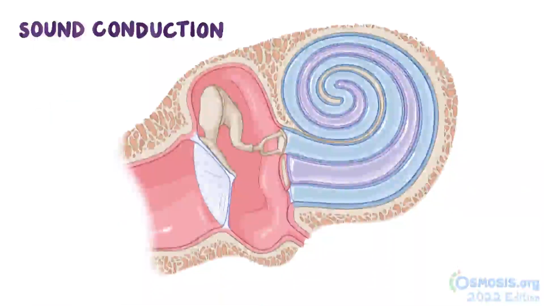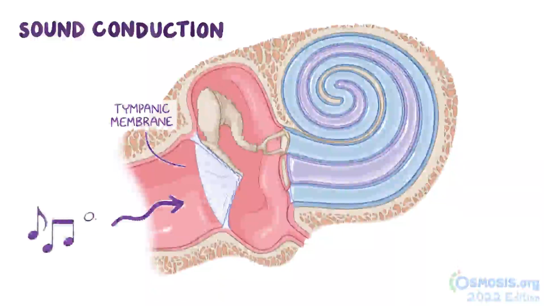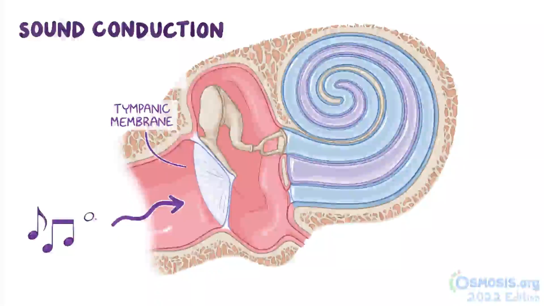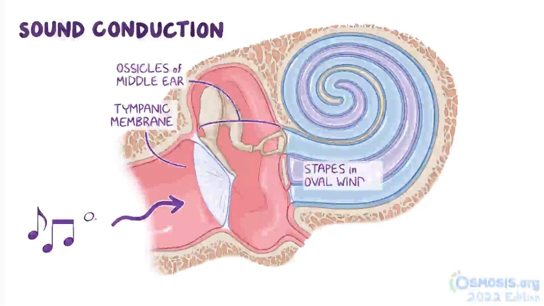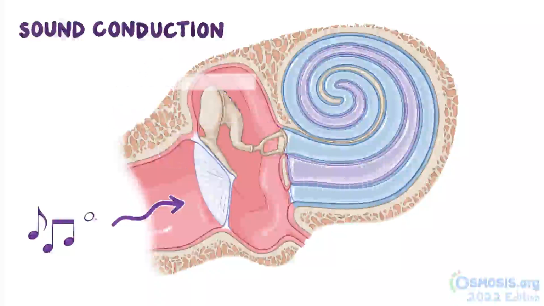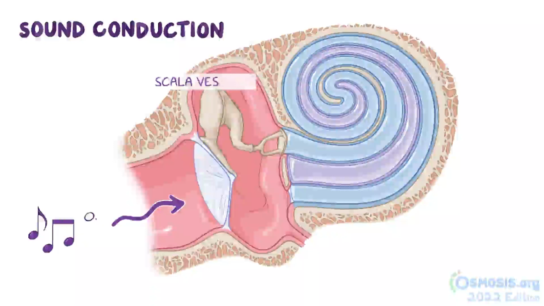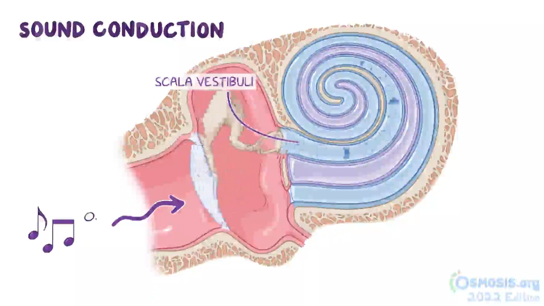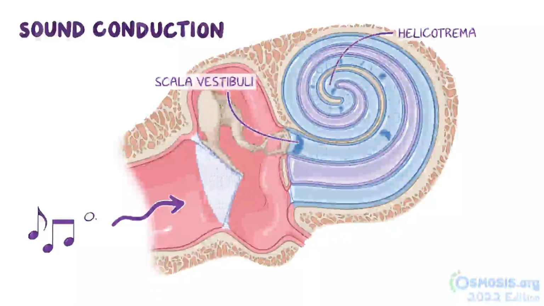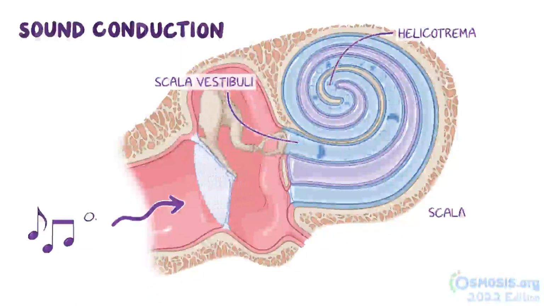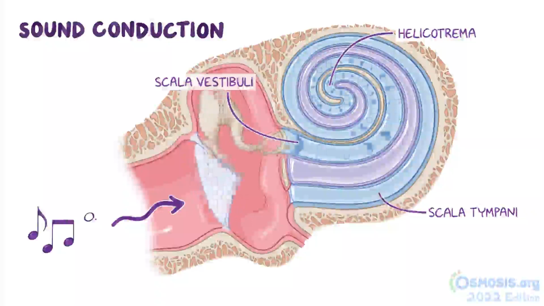Well, when you are listening to a song, sound waves travel to the tympanic membrane and cause it to vibrate. These vibrations are transferred to the auditory ossicles in the middle ear. The base of the stapes in the oval window vibrates and creates waves of hydraulic pressure in the perilymph, which move within the scala vestibuli. These waves then reach the helicotrema, which is the point where the scala vestibuli and scala tympani are connected, and then continue on in the scala tympani.